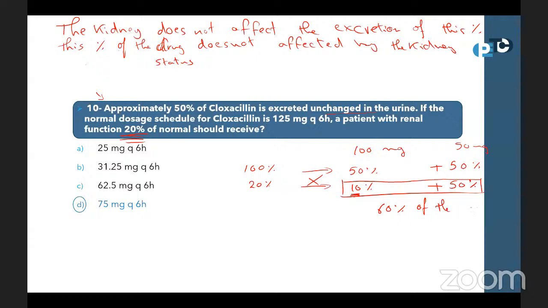Okay, 60% of the drug. This means that we need to give 60% of the dose. The dose was 125 multiplied by 60%, it will be 75 milligrams every 6 hours. Is it clear? This is how we can solve a question like this.